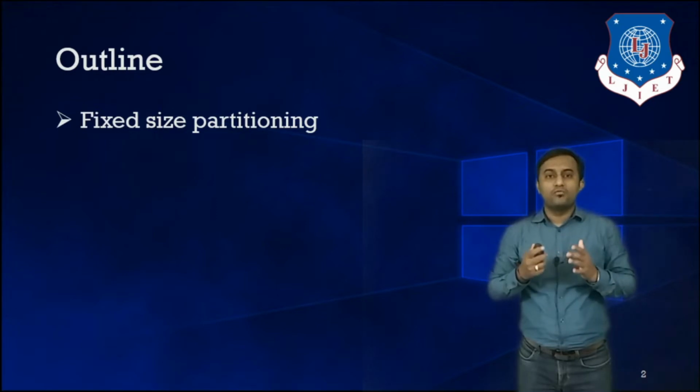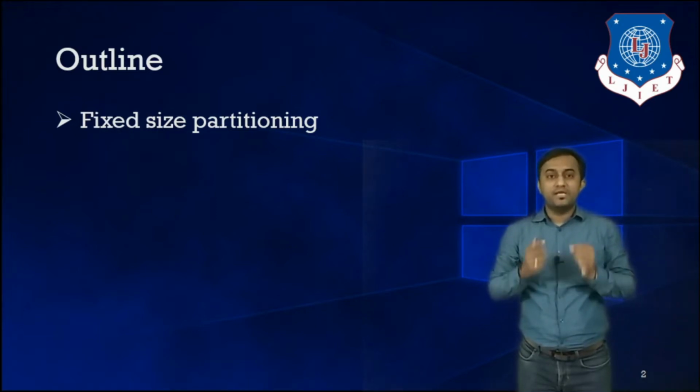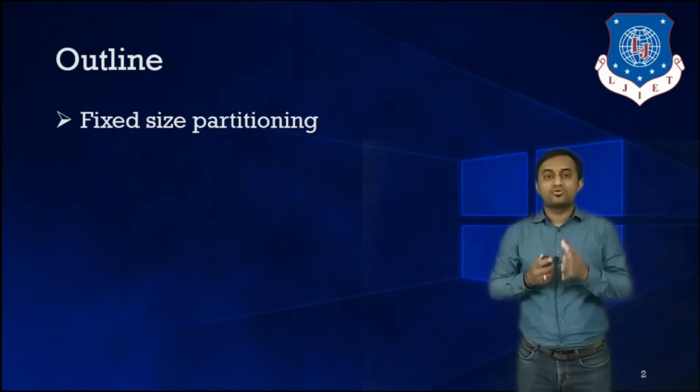Okay. So when will external fragmentation come into the picture? When the requested process size is less than or equal to the available memory size, still we cannot accommodate that process into that memory block because that available memory is not available in contiguous fashion. So in that case, external fragmentation will come into the picture. Okay. So let us discuss fixed size partitioning policy.